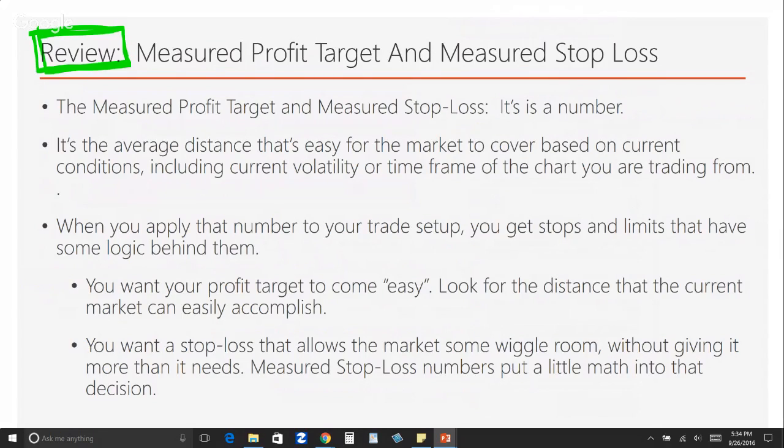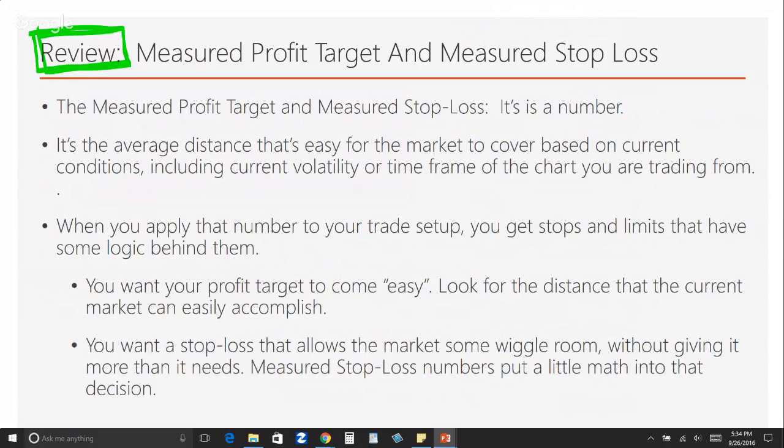It's the average distance that's easy for the market to cover based on current market conditions, which could include current volatility or the time frame of your chart that you're trading from. When you apply that number to your trade setup, you get stops and limits that have some logic behind them. You want your profit target to come easy. Look for the distance that the current market can easily accomplish and take your profit there. You want a stop loss that allows the market some wiggle room without giving it more than it actually needs.